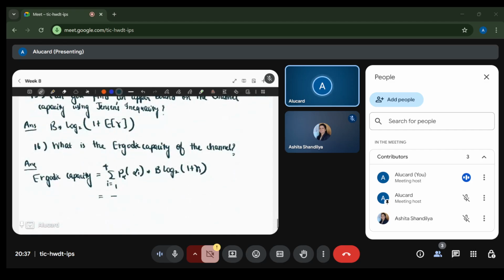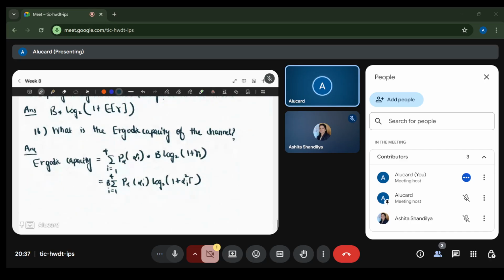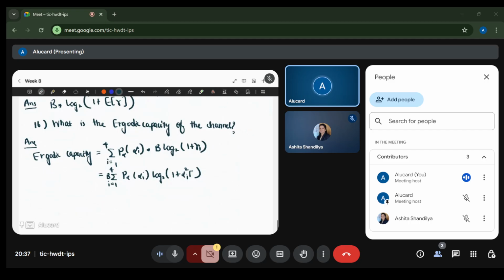And gamma is alpha i square capital gamma. So alpha i and P alpha of alpha i values are given. You can substitute and find the ergodic capacity.